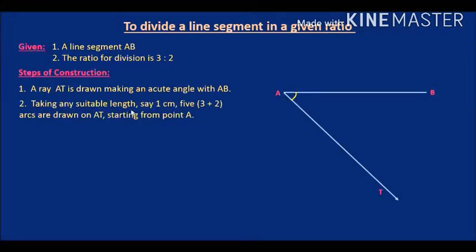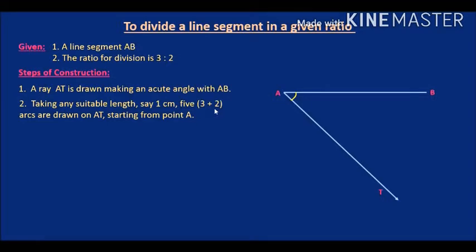Then second step: taking any suitable length, say 1 centimeter, you have to draw 3 plus 2, that means 5 arcs on AT starting from the point A. Why do we have to draw 5 arcs? Because the ratio is given as 3:2. The number of arcs is simply the sum of the ratios. 3:2 is given, so you have to draw 5 arcs.